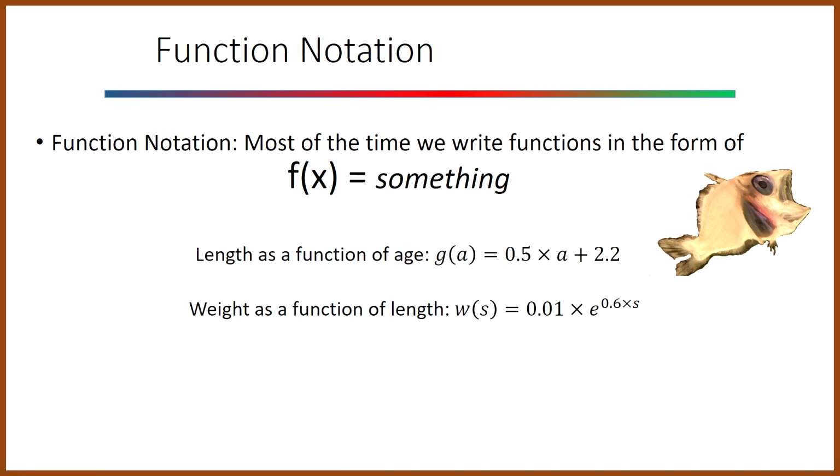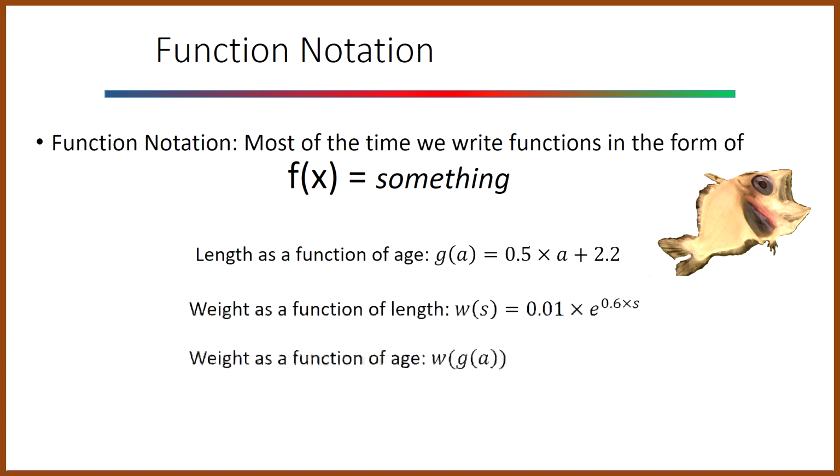Okay, so we've got these two functions. g of a calculates length as a function of age. w of s calculates weight as a function of length. I'm interested in how quickly these fish grow and hence how much food they need to eat. So what I really want to know is weight as a function of age. Luckily, I can do this easily using our function notation. I'm actually going to put one function inside of the other function. I'll calculate w of g of a. Thus, I've embedded one function inside of the other function.